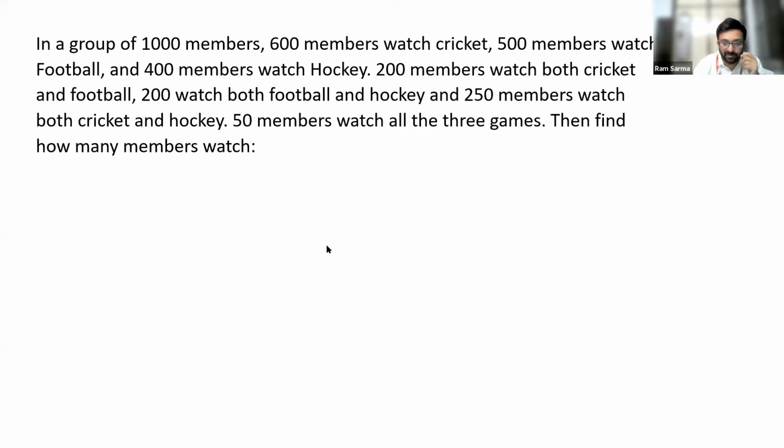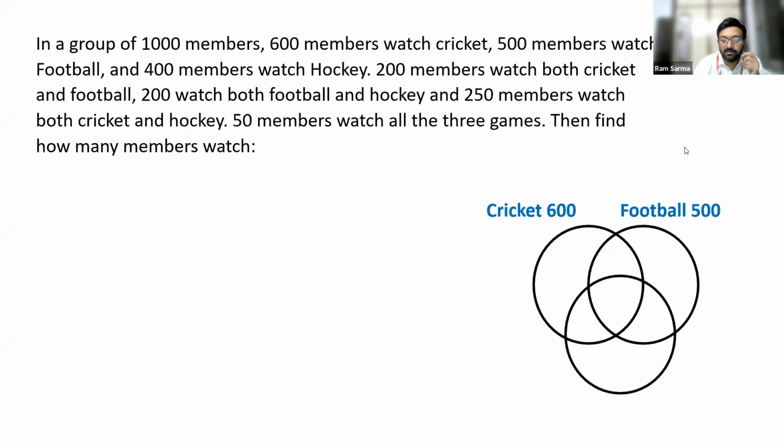Let's work on this one out. So I want you to draw a Venn diagram as shown on the screen. The given information is about 3 games. It's about cricket, football, and hockey. Now, what should we understand first?